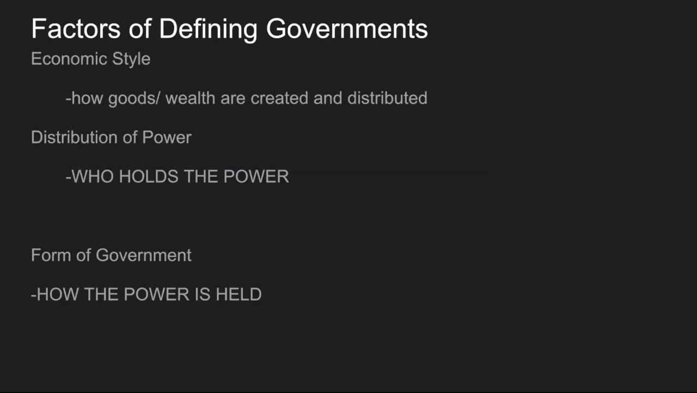Okay, so the three things we're going to be looking at over this chapter are economic style, so how are goods and wealth created, and then how are those goods and wealth distributed? So how do we get the income or the product, and who decides that sort of thing. Next up is distribution of power. This is the central focus of this chapter, and this boils down to who holds the power, who is in charge, and how do they implement that power. And then lastly is just forms of government, how that power is held.